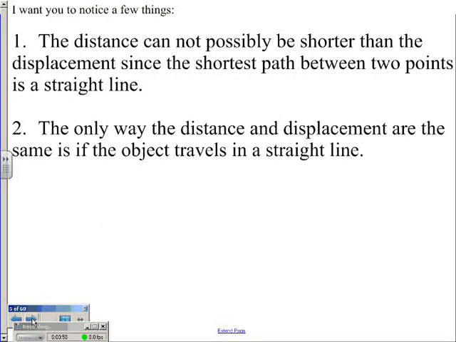Well, let's notice a couple things. First of all, as I just said a second ago, the distance can't be shorter than the displacement because the displacement is always a straight line, which is by definition the shortest distance. All right? And the only way that the distance and displacement are the same is if the object travels in a straight line. Okay? So that's going to be our jumping off point. First example I'm going to do is where your object travels in a straight line. So let's do that.